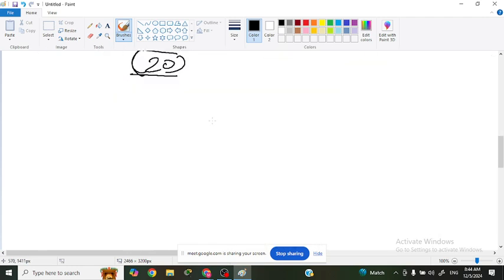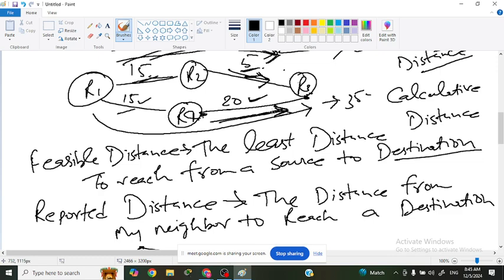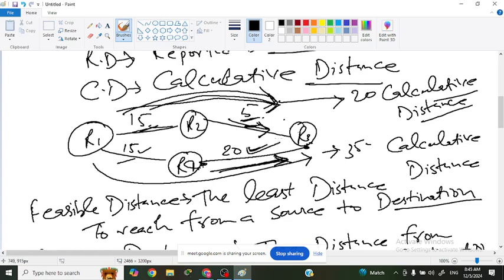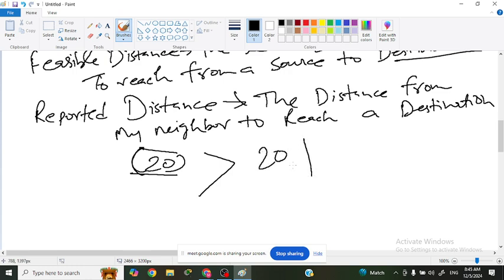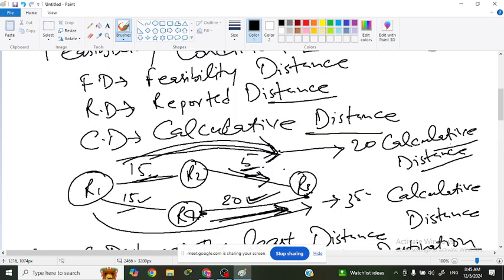Let me explain it in detail. So here the total distance is FD, the feasible distance. What is it? 20. And what is the reported distance here? It is 20. So is 20 greater than 20? Is this condition true or false? False. So here the router will not calculate this path as a feasible successor. This path, R1 to R3 via R4, will not be a feasible successor.